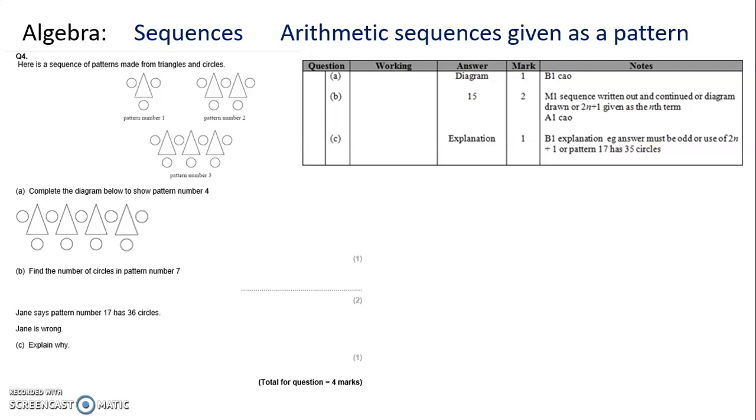but it will get you the marks. Jane says pattern number 17 has 36 circles. Jane is wrong. Explain why.